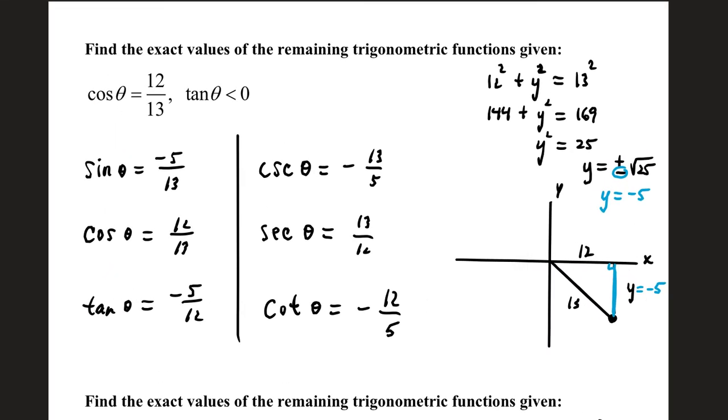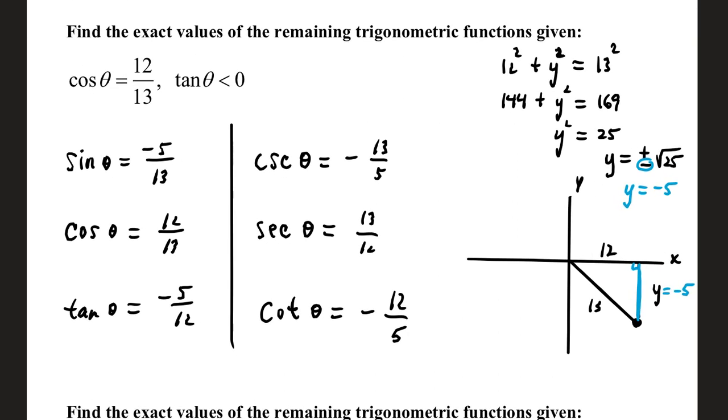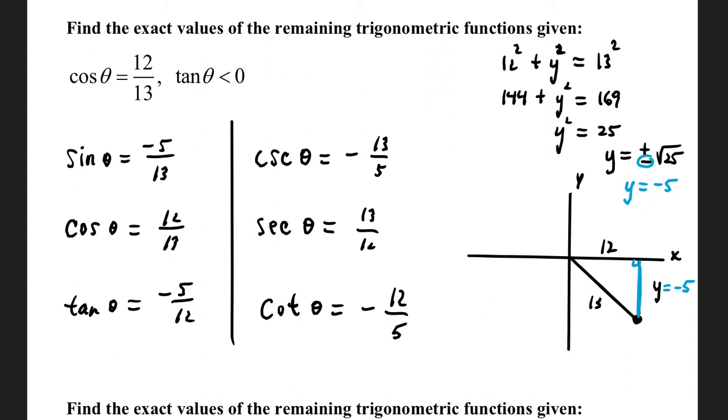Let's find the exact values of the remaining trigonometric functions given that cosine is 12/13 and tangent is negative. From the previous slide, tangent's negative in quads 2 or 4. Cosine is positive, excuse me, in 1 or 4. So that overlap occurs in quad 4. And again, that's where cosine is positive and tangent's negative.